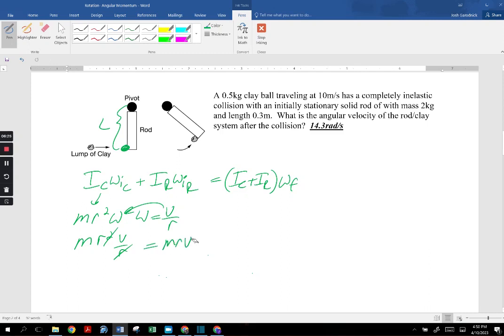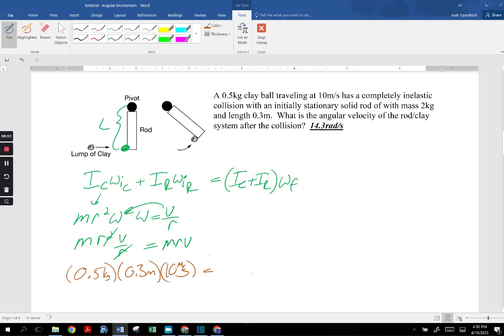Now I'm going to address this again in the recap of this amazing video, but that seems to come up a whole bunch. AP seems to like a single mass moving, and its angular momentum is mvr or mrv, however you want to say it. But here we go. Subbing in some numbers. We've got 0.5 kilograms. When it collides, it's at a distance of 0.3 meters, and its velocity is 10 meters per second.